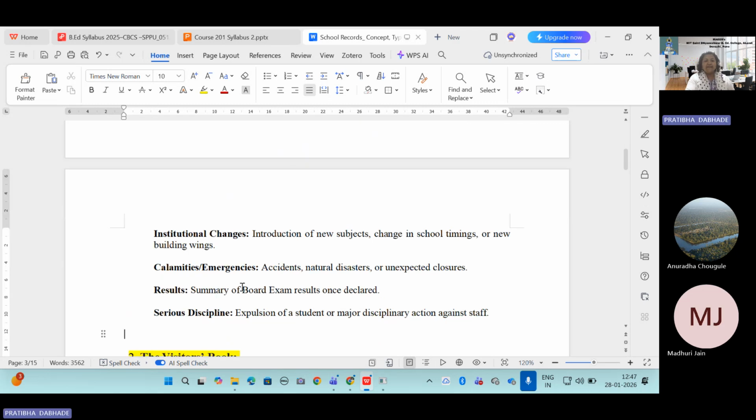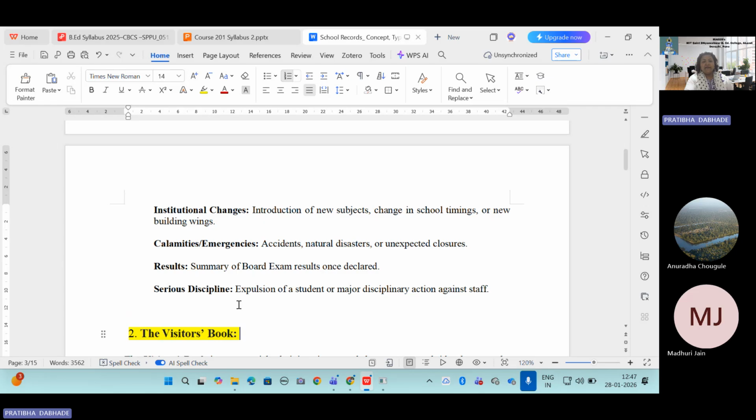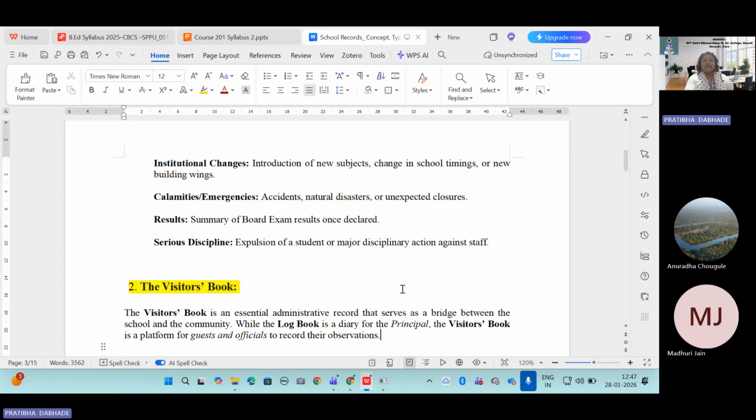It can be the result. It can be anything regarding the discipline, right? You can see major disciplinary action. It can be against a teacher, it can be against a student as well. Okay.